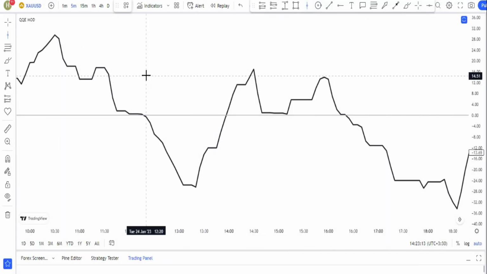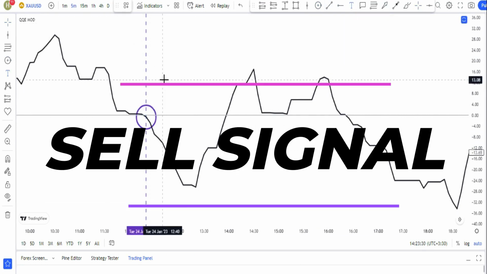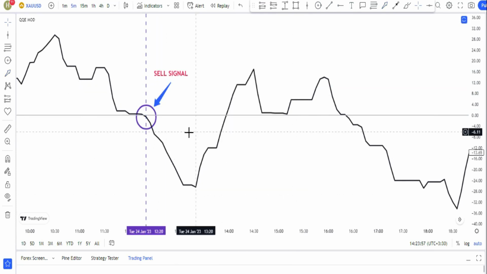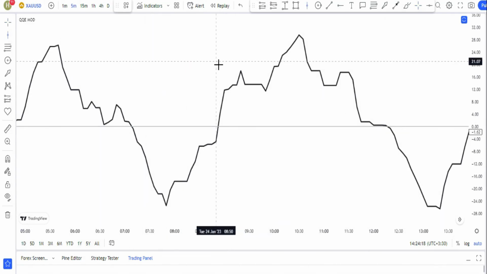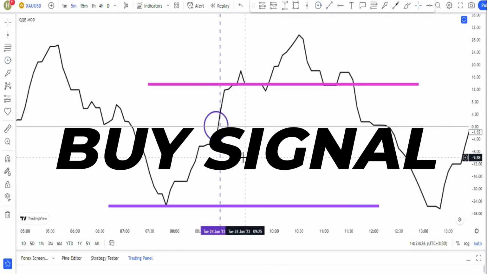The QQE Mod indicator is the main indicator that issues the signals. In fact, when the QQE line crosses the 0 level from top to bottom, the sell signal is issued. And also when the QQE line crosses the 0 line from bottom to top, the buy signal is issued.